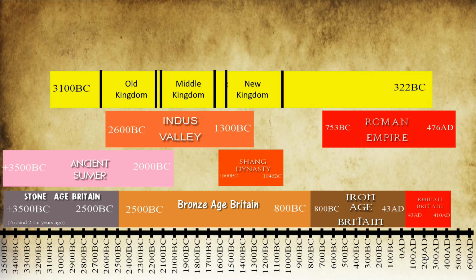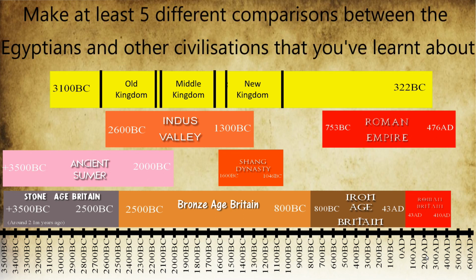So what we want you to do is to look at the timeline and make at least 5 different comparisons between the ancient Egyptians and other civilizations that you've learnt about from the timeline. This could be comparing how long the periods lasted or stating when each period started compared to another one. It could be about different groups of people who existed at similar times to them and how advanced they were compared to the Egyptians. Or you could even compare when different periods ended and why that might be.